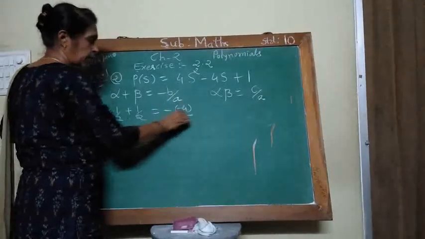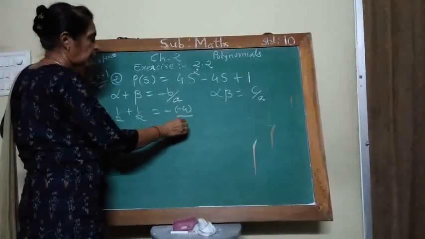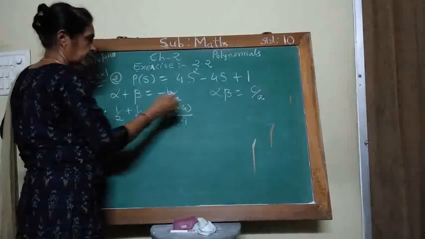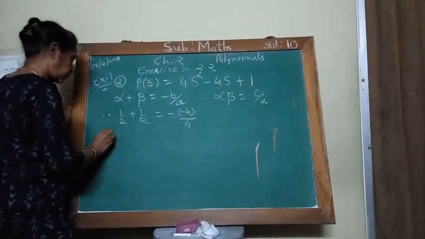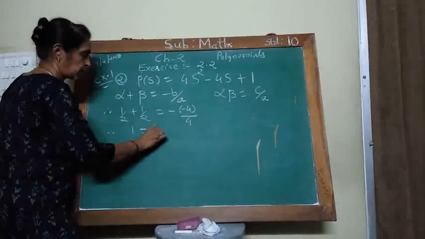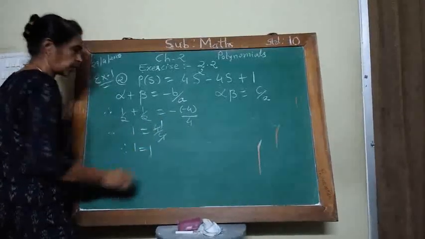Put it in brackets, because here already a minus sign is there. So put minus 4 in brackets. What is the value of A? 4. Okay. And half plus half is 1. Minus minus plus. So we get 1 equal to 1.